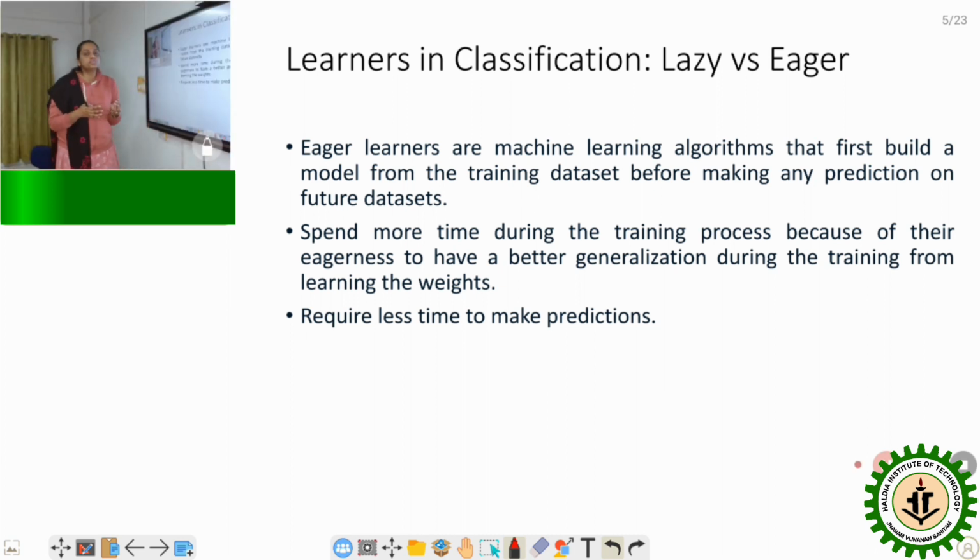Because of their eagerness to get a better prediction, this type of model will obviously do better prediction. For that reason, it takes more time when it trains the model, and it takes less time when it makes the prediction. What does it mean? That means eager learners build the model first, and then predict the new instances.